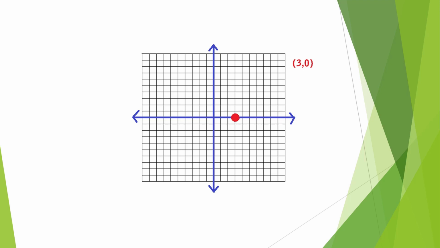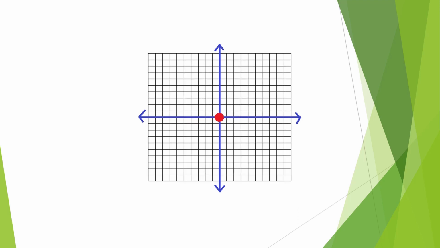Example of an ordered pair is 3 and 0. So you have 3 units to the right for the value of x and then your y is 0. So your point lies in here, which only proves that if your abscissa is non-zero and your ordinate is 0, then your point lies on the x-axis.